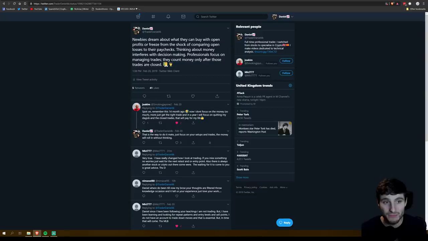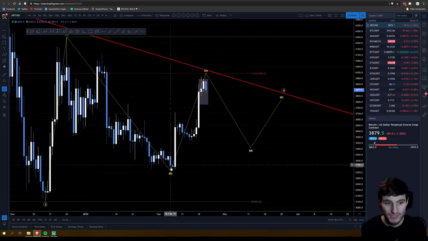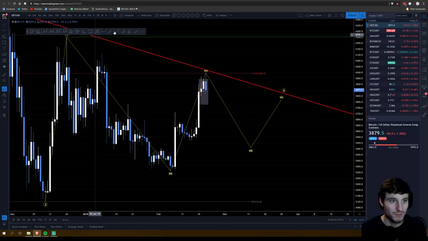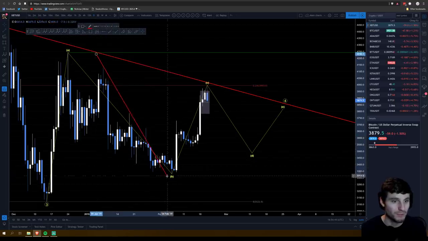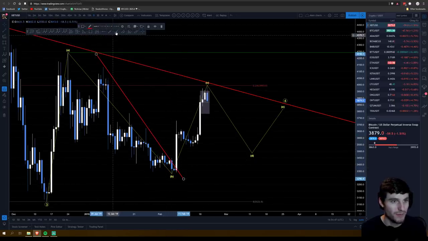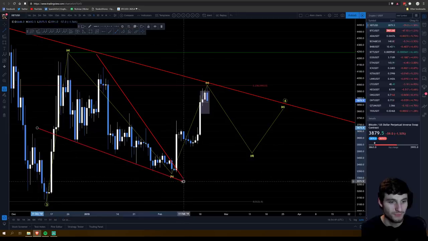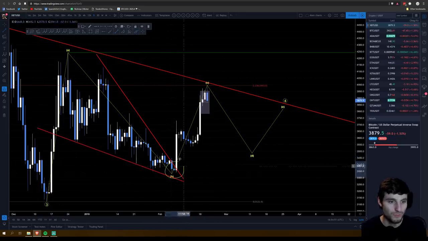Thinking about money interferes with decision making. Professionals focus on managing trades. They count money only after those trades are closed. And let's say you longed the bottom of this falling wedge. We all know that Bitcoin was falling. I'm just going to really quickly draw it up here, really roughly. Falling wedge. Let's say you longed the bottom of this falling wedge.